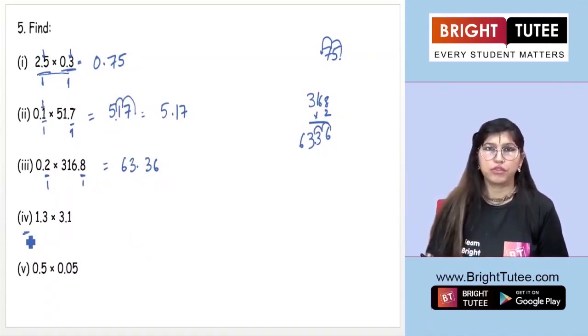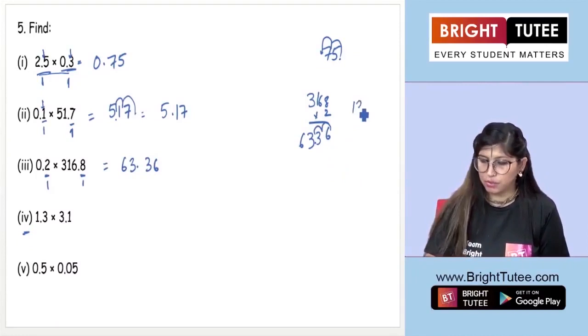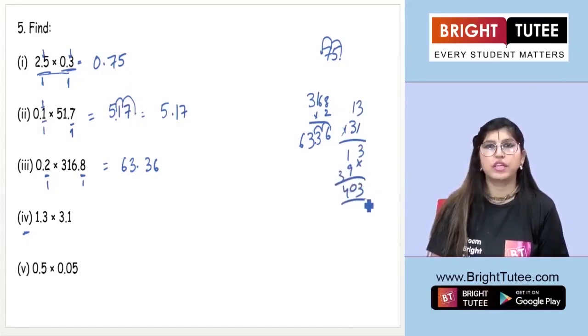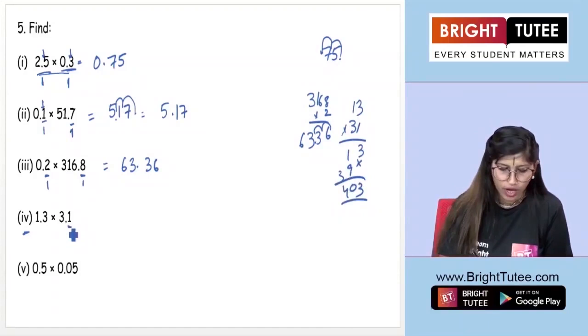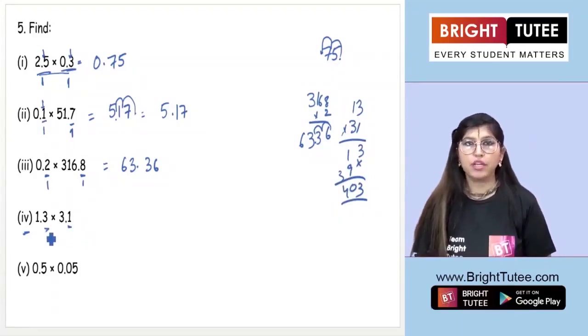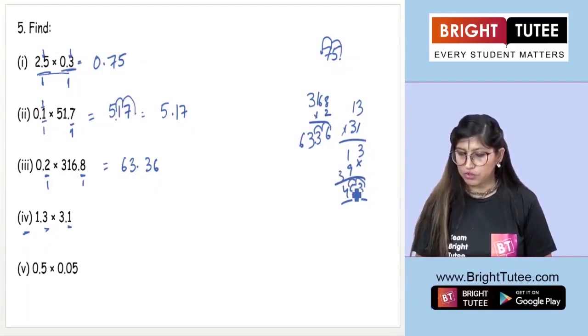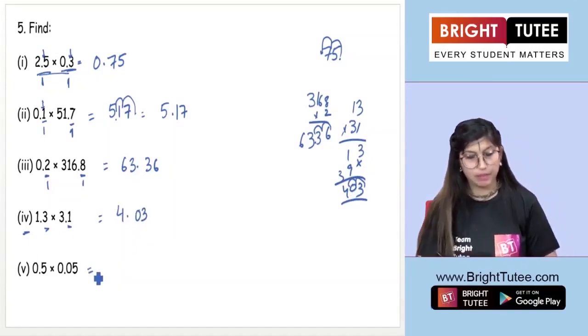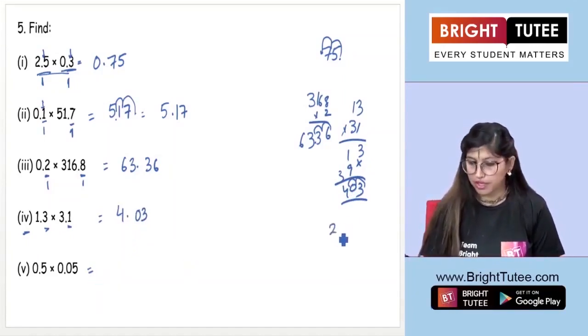How about this part? 1.3 multiplied by 3.1. So we'll be multiplying these two numbers. So we'll be getting 403, and 1, 2. 2 places or 2 digits after the decimal point. So we'll be moving 2 places to the left. So we got the final answer as 4.03.